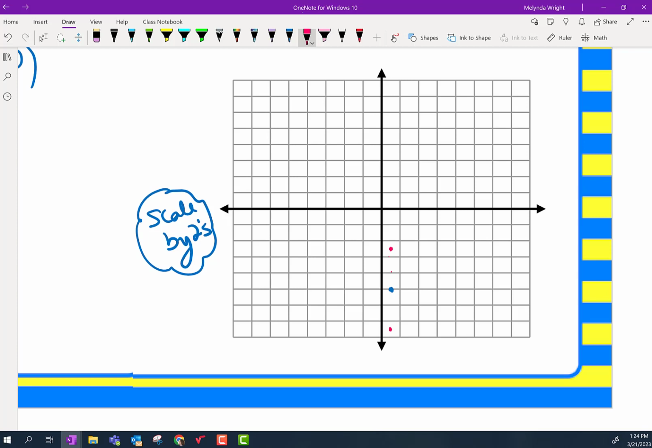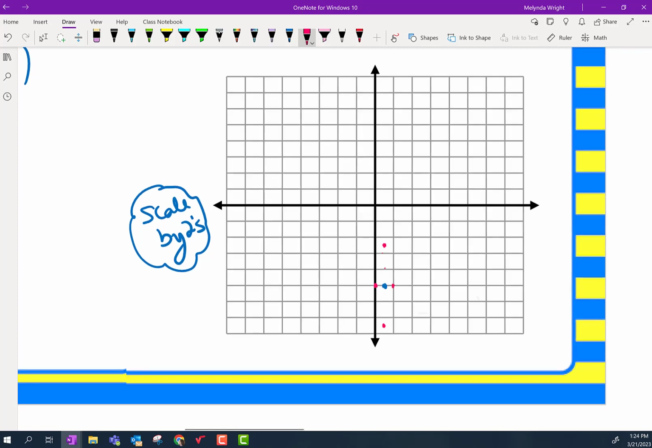Now, do we remember, without me moving it, what number was under the x's? It was a 1. And so the square root of 1 is 1. So I'm going to go 1 to the right and 1 to the left of my center.